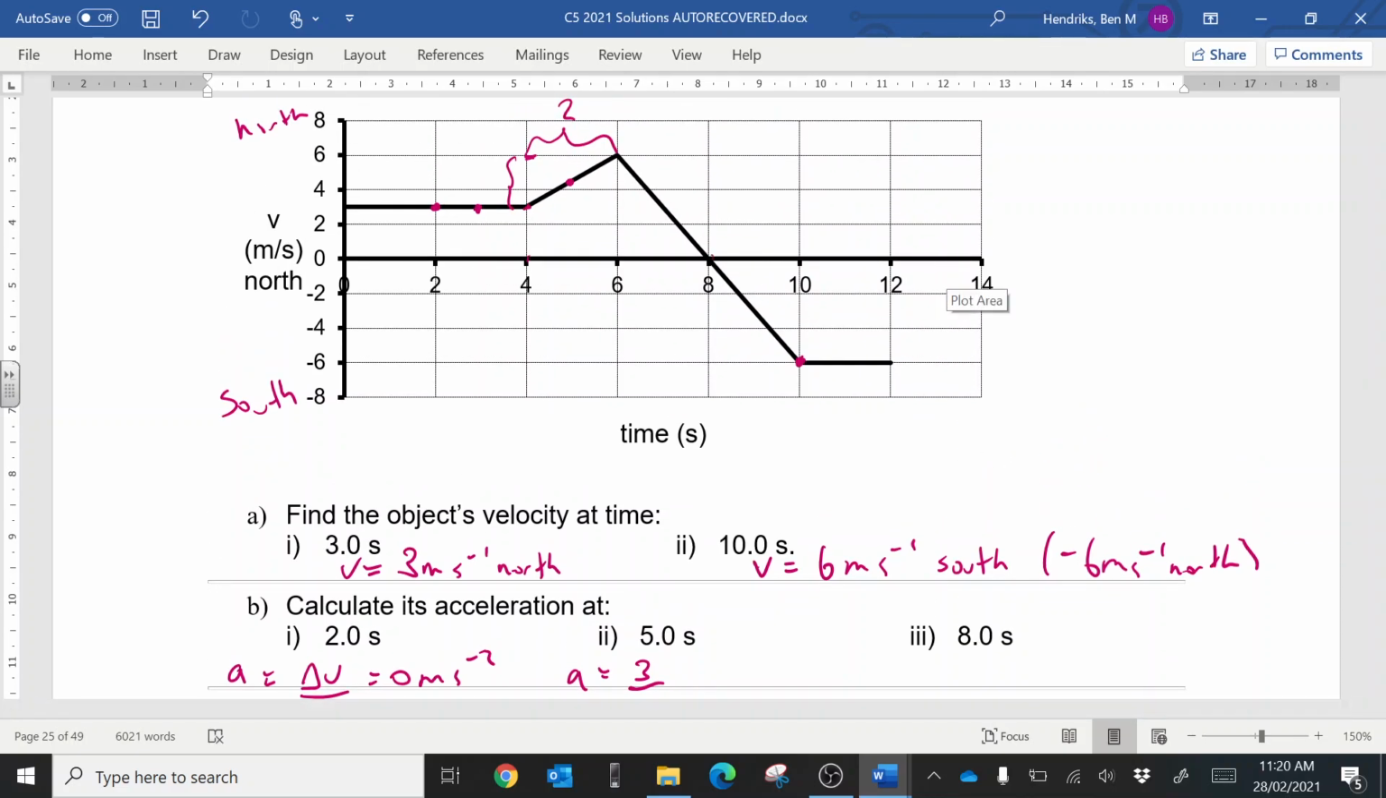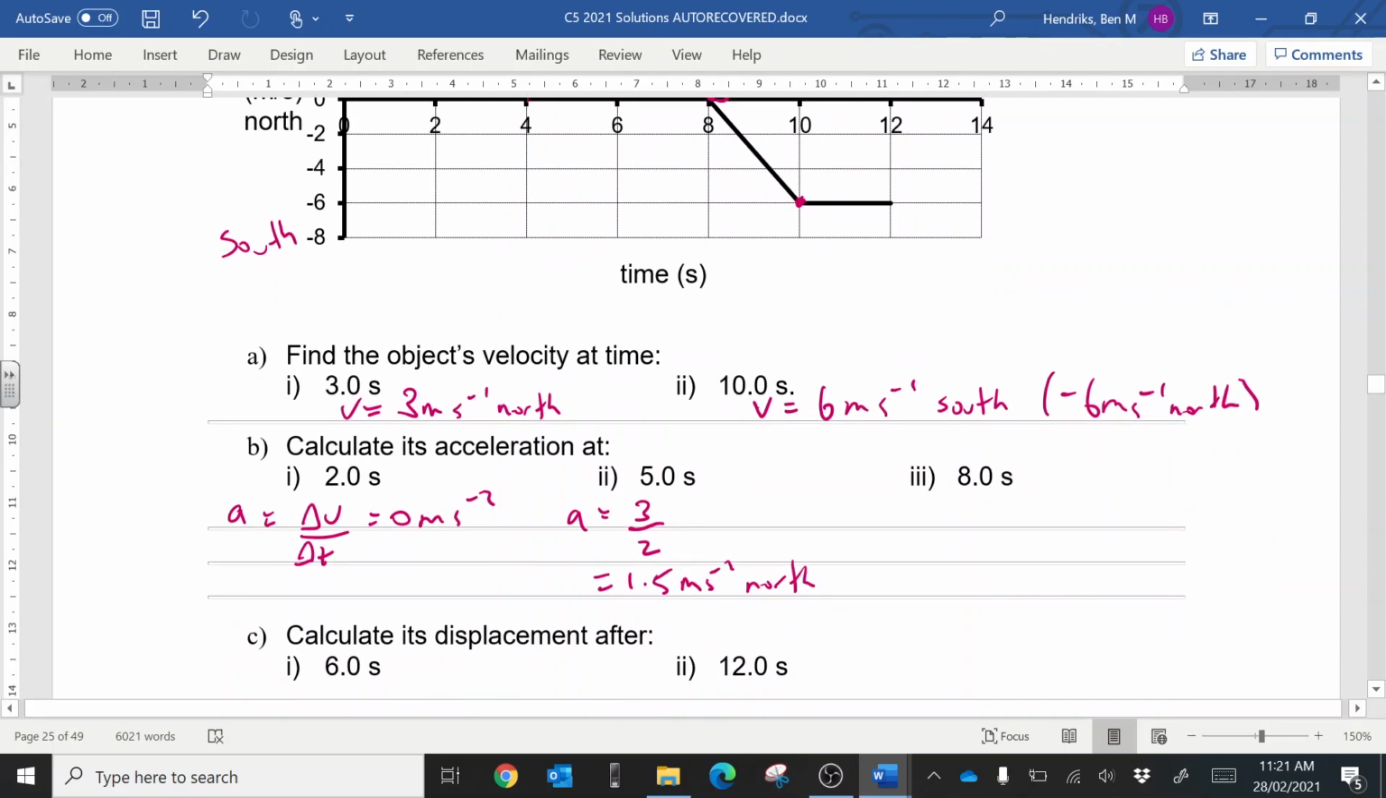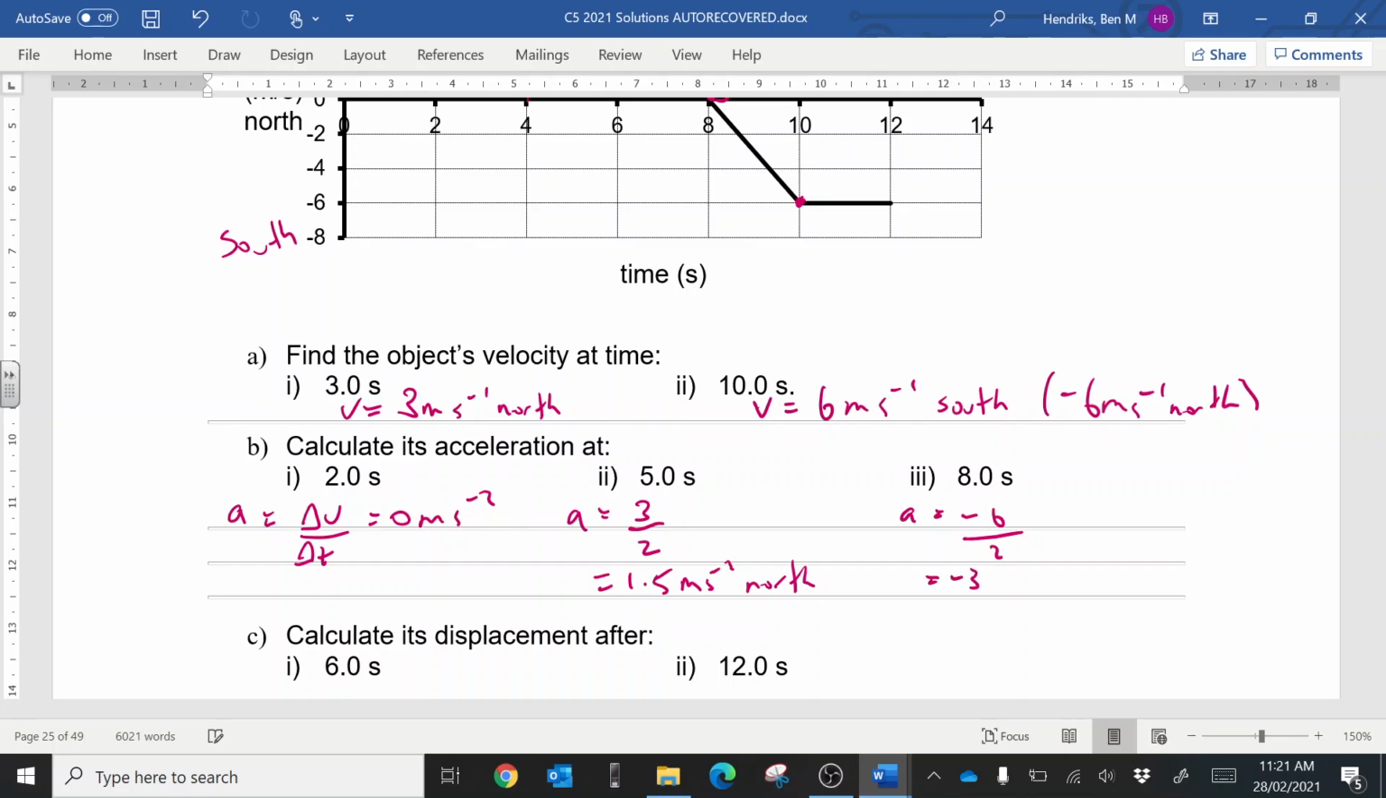At 8 seconds, it's all the way along this line here. So we again have rise over run. This is the rise here, and this is the run along there. This rise goes from 6 down to 0, so the rise is equal to minus 6, and the run is equal to 2. So the acceleration equals negative 6 over 2, which is negative 3.0 meters per second squared north, which of course equals 3.0 meters per second squared south.